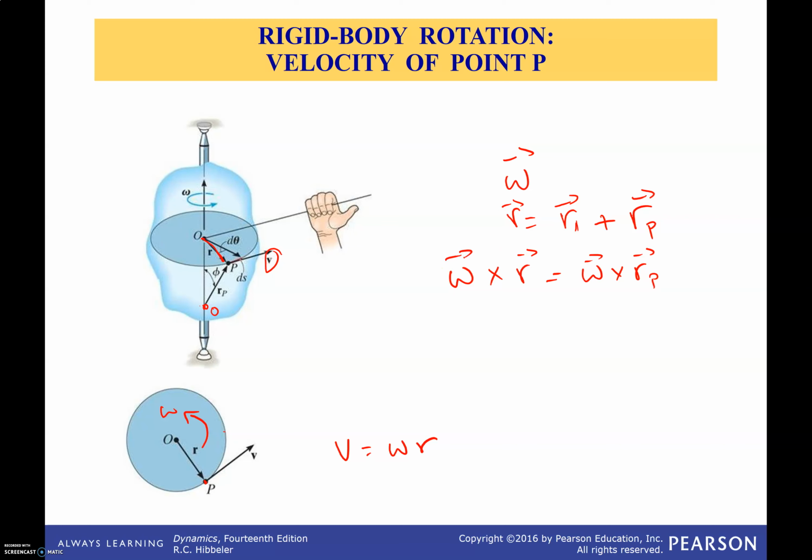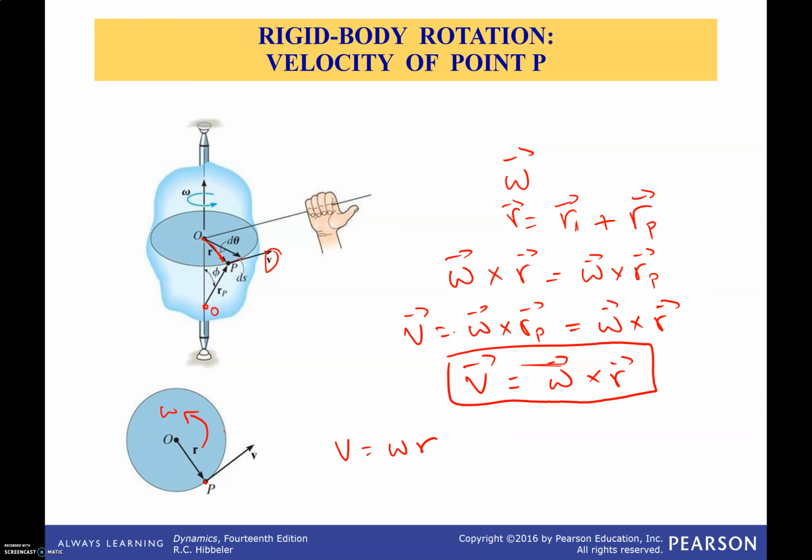So what we are seeing is that the velocity can be written as omega cross rP, which is equal to omega cross r. This is the equation that we are going to use to describe the velocity of points in a body that is doing pure rotation, omega cross r. Now let's take derivatives of that vector and see what happens.